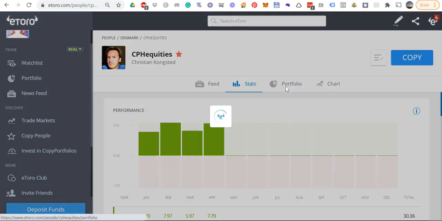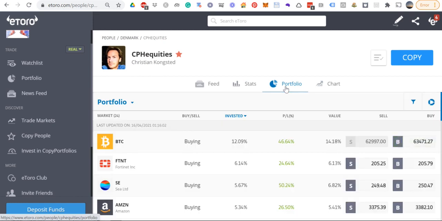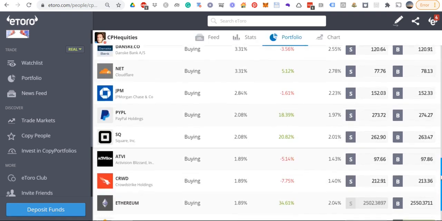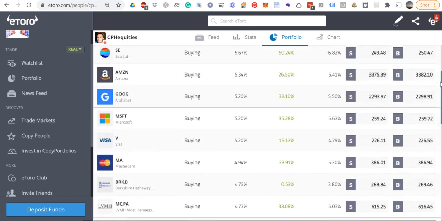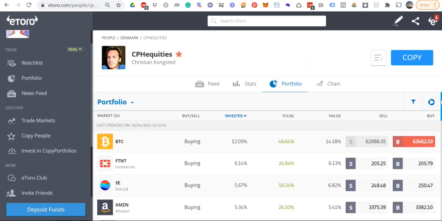Yeah, and then on the portfolio, you actually see what their current portfolio is. So just scroll down. There's not much. There's only about 20 positions here, 25.